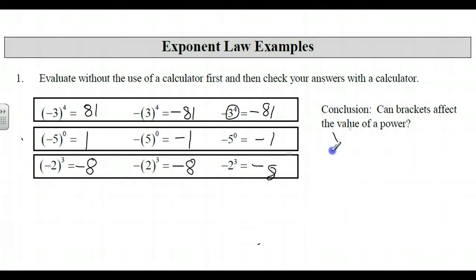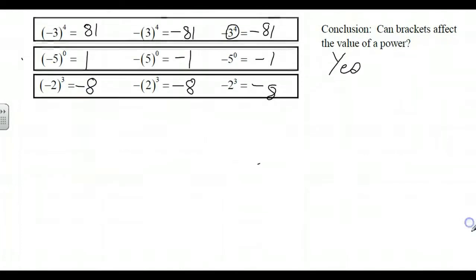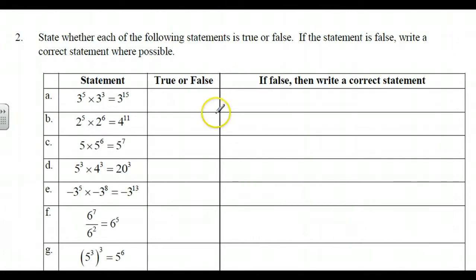Can brackets affect the value of a power? Yes. Okay, so especially if we have a negative value raised to an even exponent, we're going to get a positive answer. A negative value raised to an odd exponent will give us a negative answer here. Okay, let's move along. State whether each of the following statements is true or false. If the statement is false, write a correct statement.